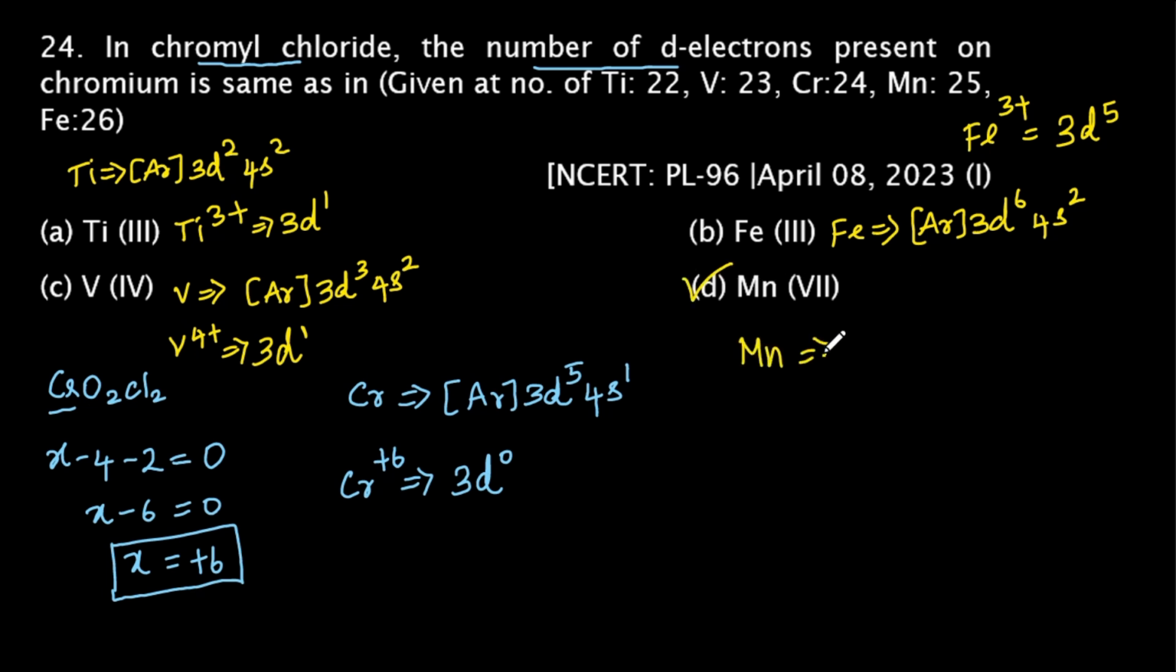Manganese is having the electronic configuration core argon configuration 3d5 4s2. So totally 7 valence electrons are there, and here manganese in +7 oxidation state is given. All the 7 electrons are lost, so 3d0 is the configuration. So this is same as Cr6+. It is also having 0 electrons in d orbital. So the correct option is option D.